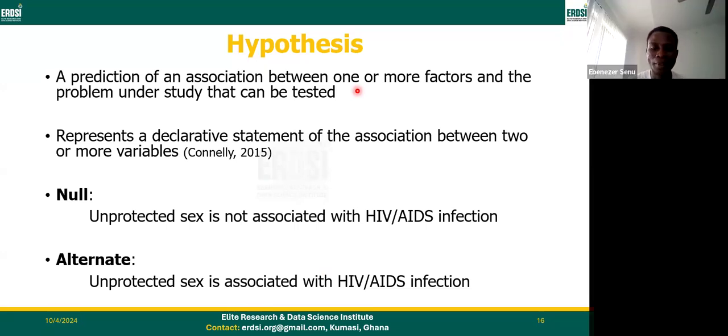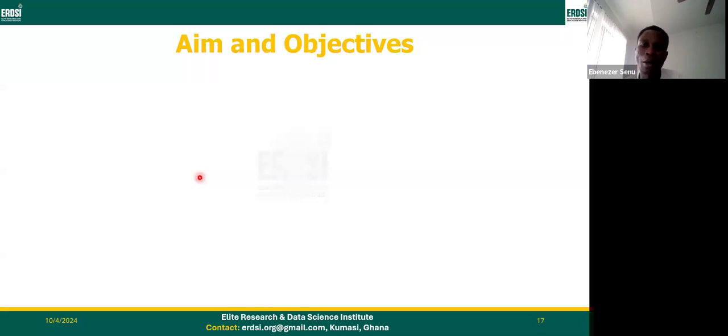So always we have to have heard this about hypothesis. As I said, the null hypothesis is just that there's no association, there's nothing. But the alternative is that there's going to be an association. So we are assuming that maybe unprotected sex is going to be associated with candidiasis infection. And when you state this, that will lead to your aim and objectives.